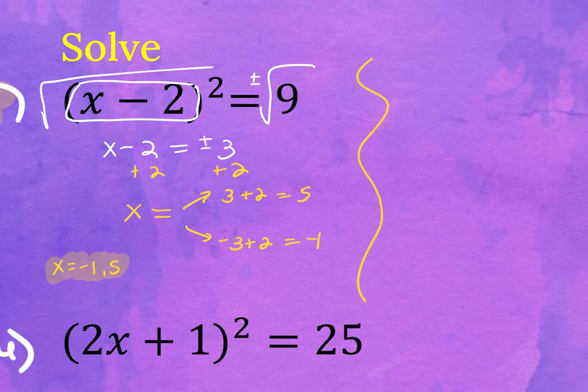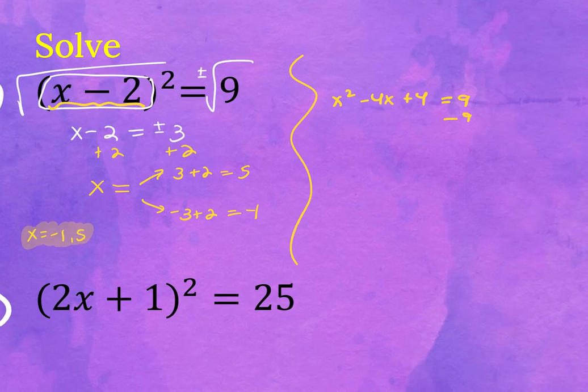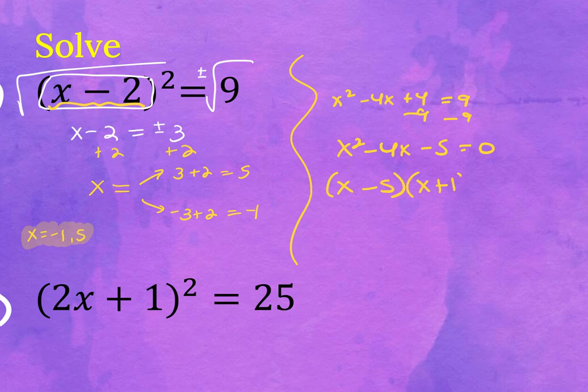Again, I could have used this special product here to expand this. It would have been x squared minus 4x plus 4 equals 9. Subtract the 9. X squared minus 4x minus 5 equals 0. And x minus 5, x plus 1 is how we would factor it. And I would get x equals 5 and x equals negative 1. I would obviously stick with the first method. Just don't forget your plus and minus.